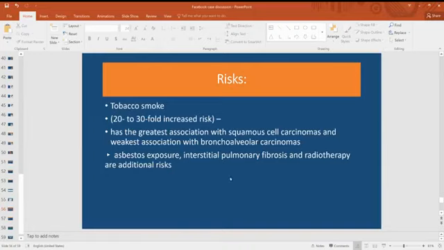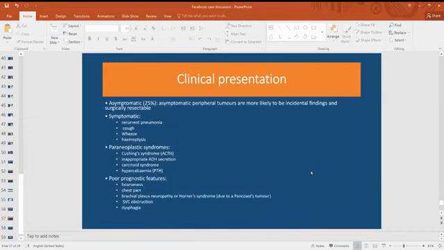What are the risk factors of lung cancer? Tobacco carries about a 20 to 30-fold increased risk, with the greatest association with squamous cell carcinoma and the weakest association with bronchoalveolar carcinoma. Other factors like asbestosis, interstitial pulmonary fibrosis, and radiotherapy are additional risk factors.